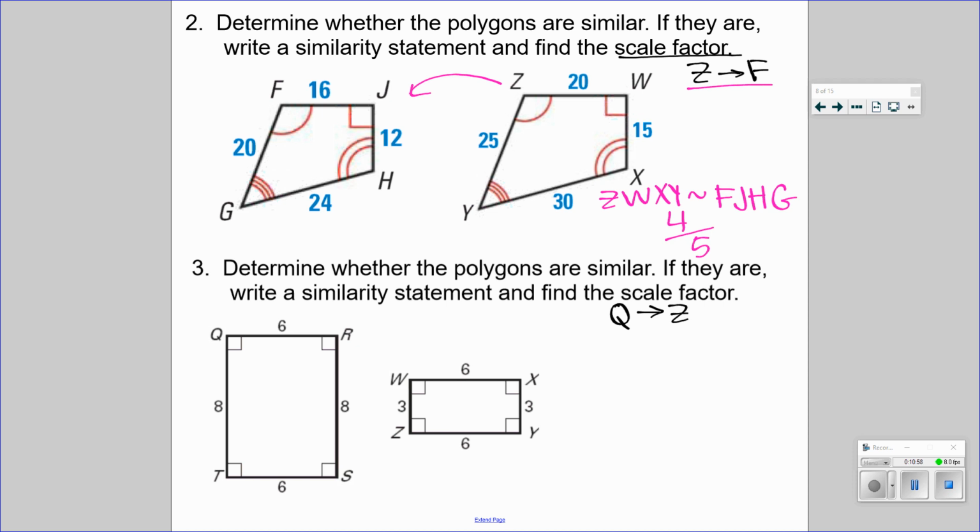Okay, on number 3, are they similar? No, they're not. Because this is half, and then looking here, that's 4 to 3, 3 to 4, whatever. Since they are not similar, there is nothing else you write. If they are not similar, you don't give me a similarity statement because you can't. But also there's no scale factor because there's nothing consistent. So you just say no, and call it in.